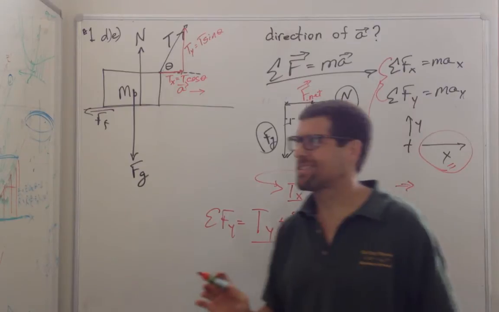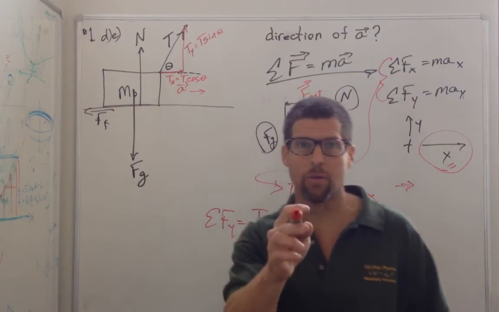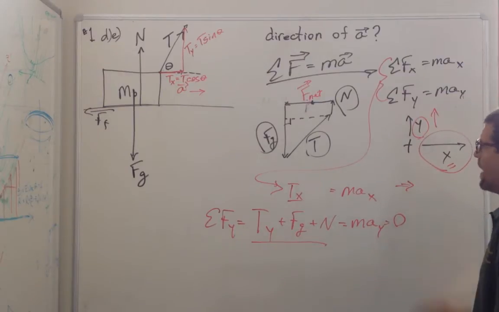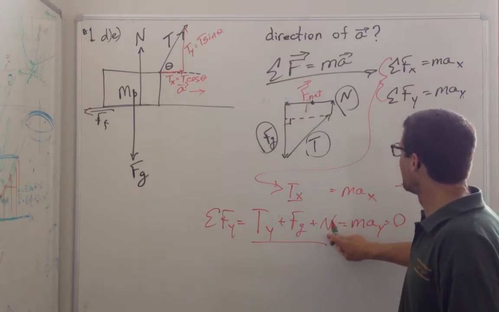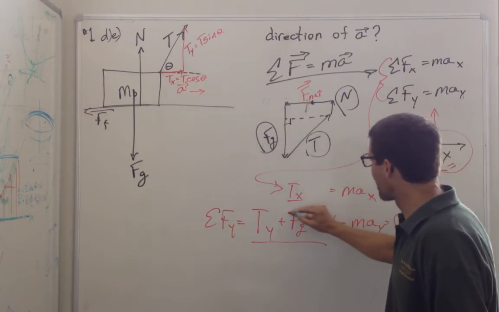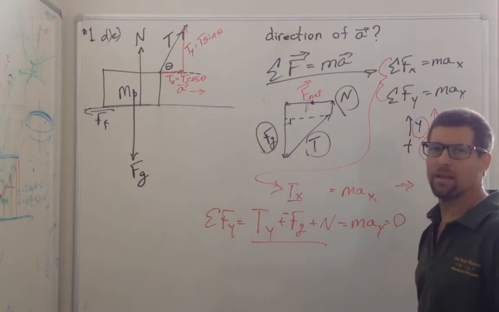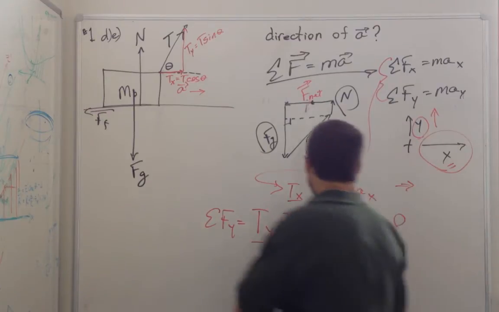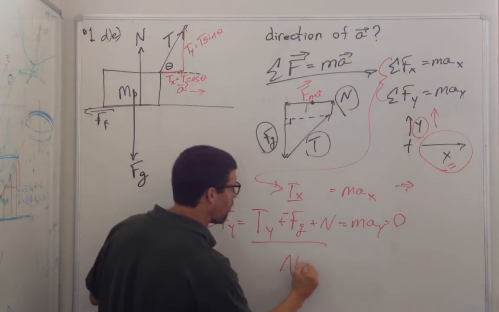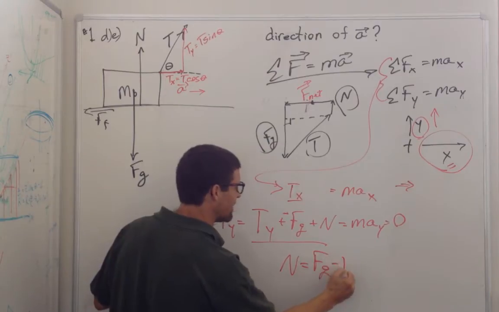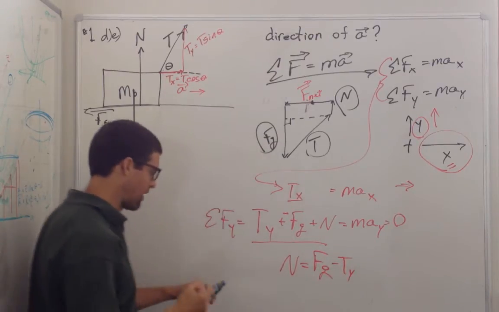I forgot signs. I was a bad accountant. Let's take a look. This is the positive direction. So that means n is positive. That means the force of gravity is negative. And that means tension y is positive. So this is great. Now I can solve for the normal force. The normal force is equal to the force of gravity minus the tension in the y direction.